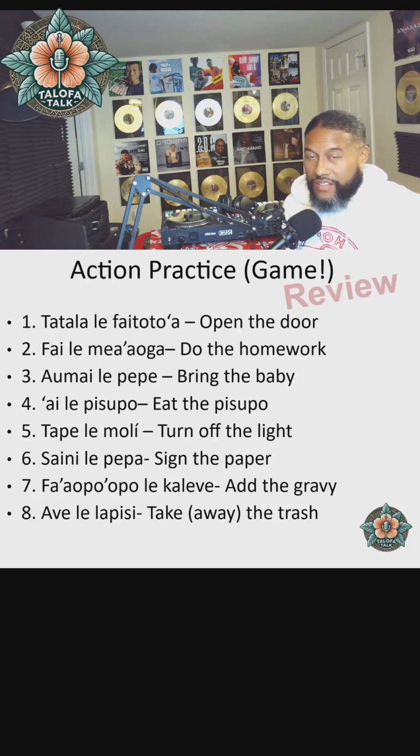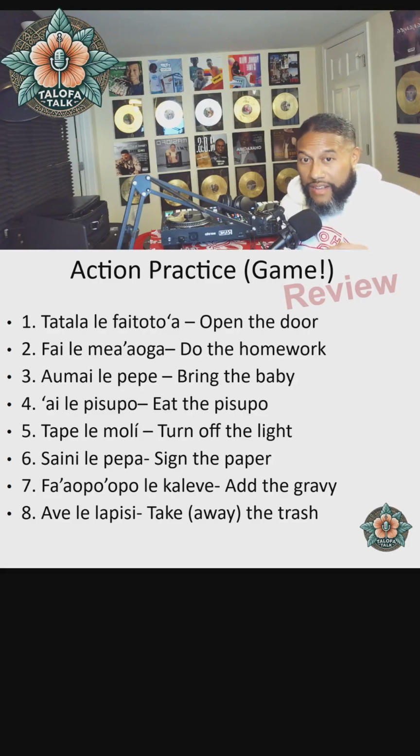Take the trash out. All right, so let's say it one more time all the way through. Number one, tatala le faitotoa. Open the door. Number two, fai le mea aonga. Do the homework. Well, I won't read the English part.